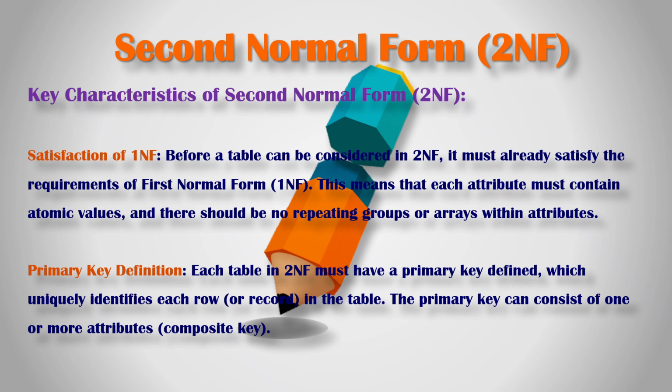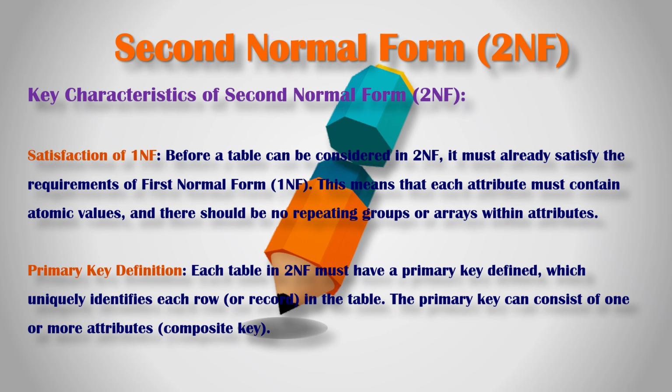Key characteristics of second normal form, 2NF: satisfaction of 1NF. Before a table can be considered in 2NF, it must already satisfy the requirements of first normal form, 1NF. This means that each attribute must contain atomic values, and there should be no repeating groups or arrays within attributes.